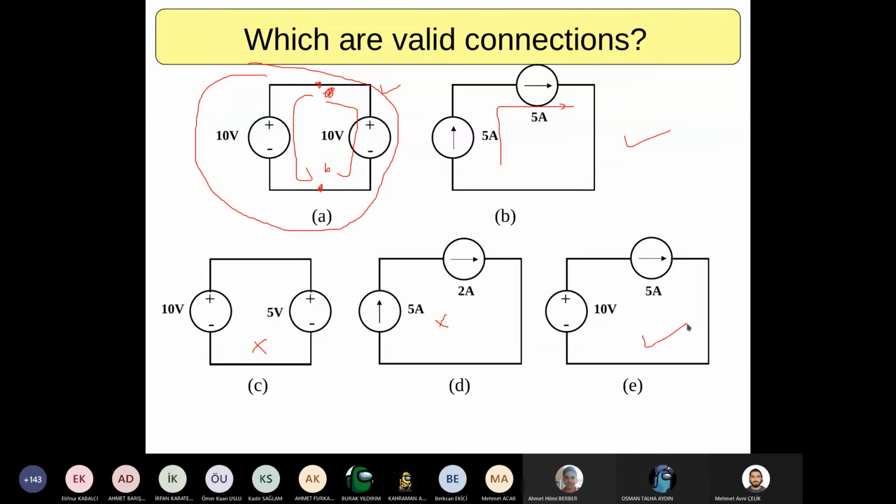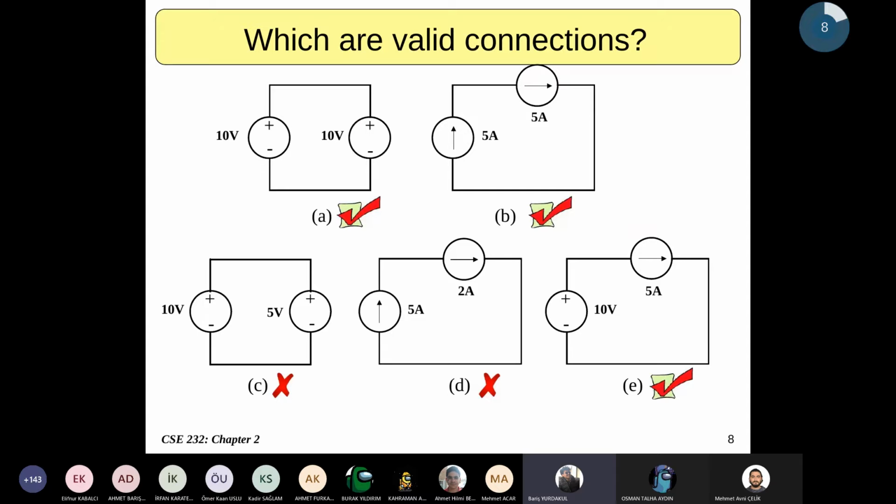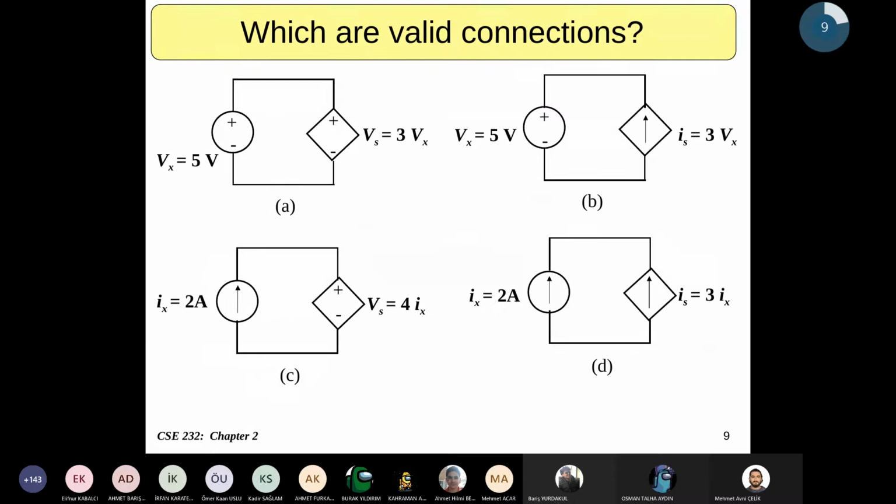Valid. Can happen, yeah. So that's the way it is. See, these kinds of connections are very simple. I'm sure even in middle school or high school, they show you something like this in your physics classes. How about these ones where we have dependent sources?